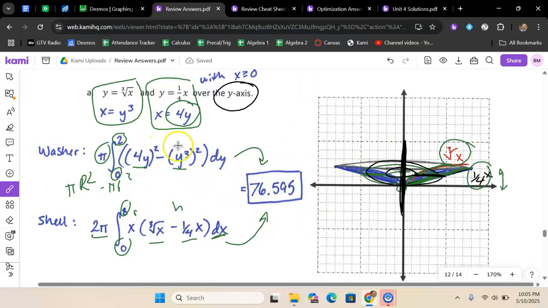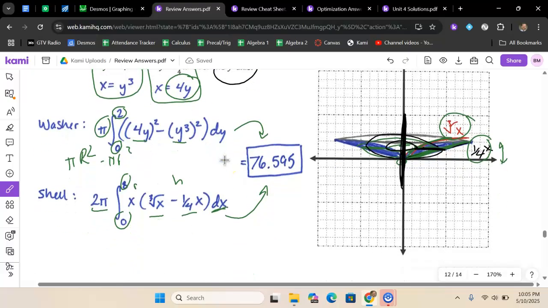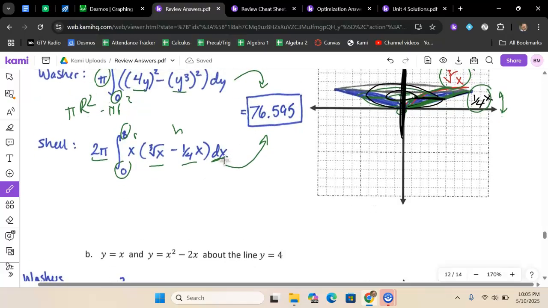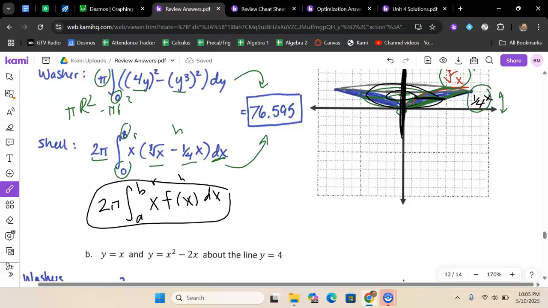Okay. I will say, just for those of you taking the time to watch this video, that I will be giving you the formulas for shells and washers. So it'll look something like, hey, a shell is 2 pi integral from a to b of, say, x f of x dx. So you just remember that this is the radius, this is the height. But I'll be giving you these formulas, so you don't necessarily have to memorize that. That'll be part of your formula sheet.